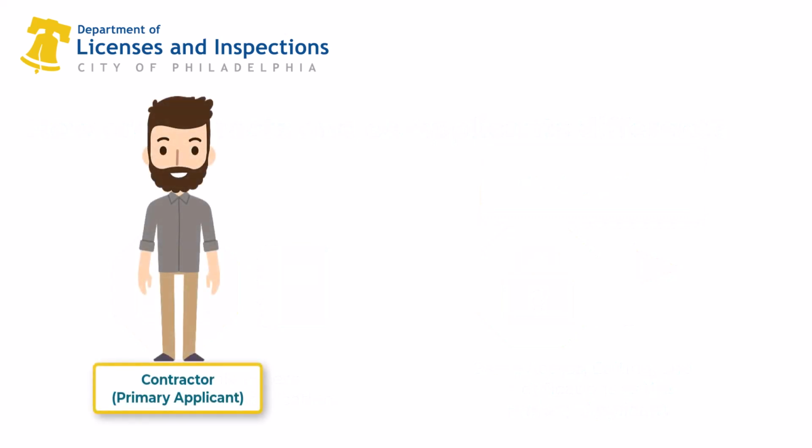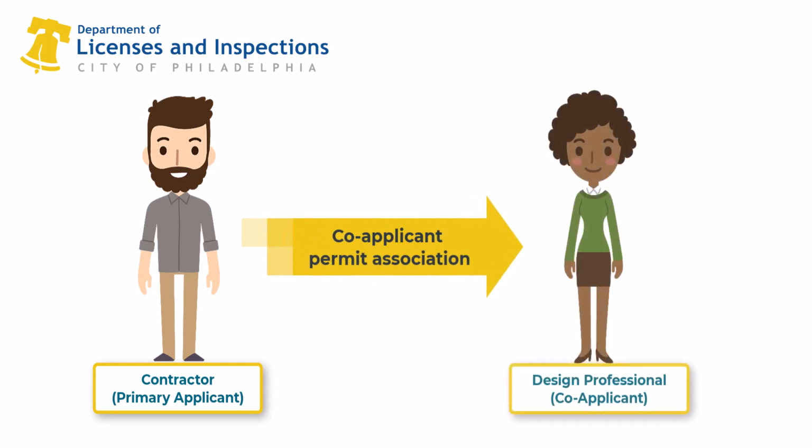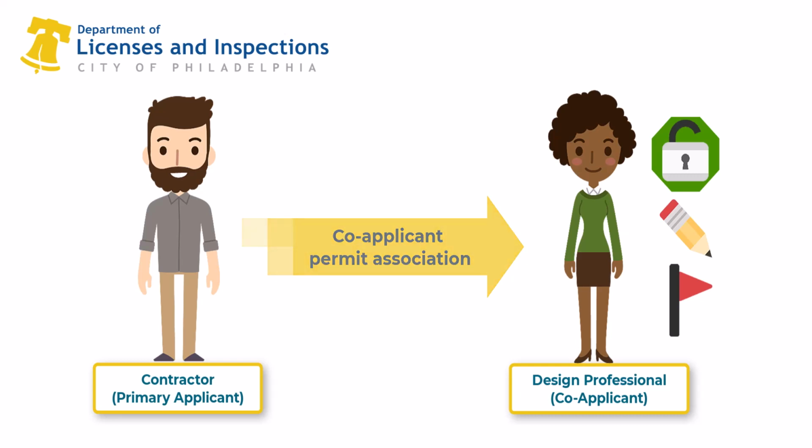For example, a contractor applies for a permit and creates a co-applicant association with a design professional. The design professional then has access, can update, and make changes to permit documents. Be sure to check that the notifications are set up to the preferred settings for primary applicants, contacts, and co-applicants.